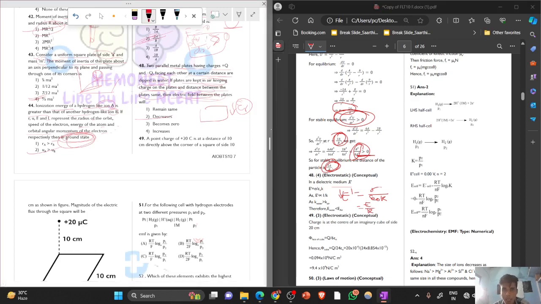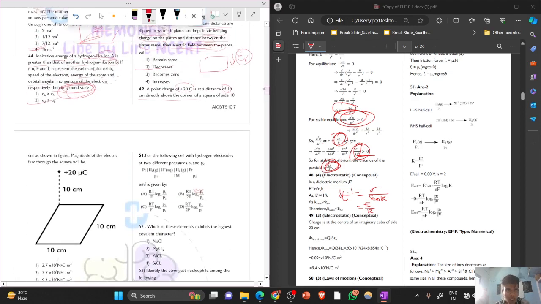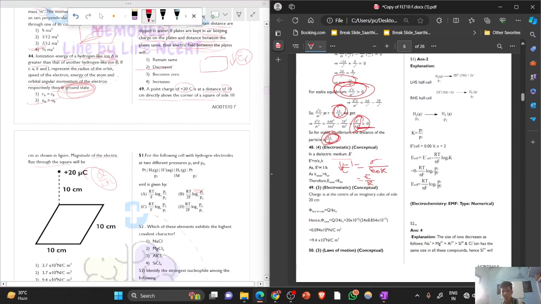Now moving ahead. A point charge q is placed 10 centimeter directly above the corner of a square plate. The square side is 10 centimeter. What is the magnitude of electric flux? From this you can make a cube, and from one surface the flux is simply q by 24 epsilon naught. You can understand it by using the concept. From one face you know this, and you can convert it into four squares, and then you can understand it.